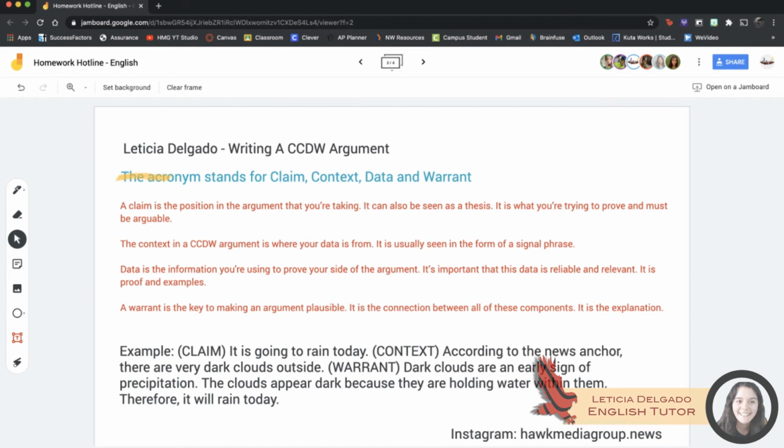So let's apply this to an example. Your claim, the position that you're taking, would be that it is going to rain today. After your claim, you go into your signal phrase or your context: according to the news anchor, which could be a reliable news anchor, there are very dark clouds outside. So far you have your claim, your context, and your data. Your warrant comes after your data, and it says, dark clouds are an early sign of precipitation. The clouds appear dark because they are holding water within them. Therefore, it'll rain today.